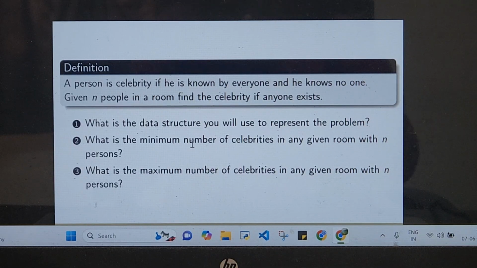Because if there are 2 people, X and Y, and let's say both are celebrities, then X should not know anyone because he's a celebrity. So X does not know Y, which means there is someone in the room who does not know Y, so Y cannot be a celebrity. The point being, in a room of n people, there can be at most 1 celebrity, at least 0.